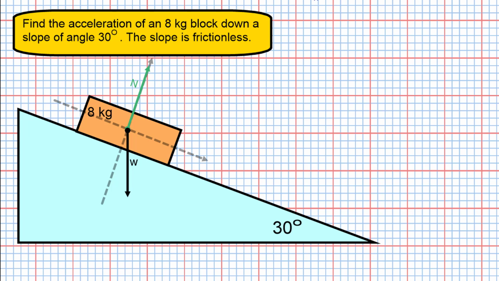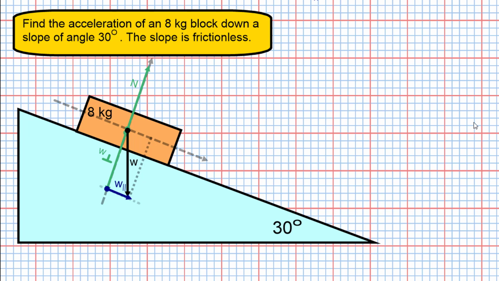So now we have to resolve the weight component into its parallel component and into its perpendicular component. And to do that, we actually draw a little rectangle round the weight vector like that. There we go. And you can see we can draw in now the perpendicular component, which will be there. And we can draw in the parallel component, which is there. So now we have the situation where we have the forces all broken down into their components.